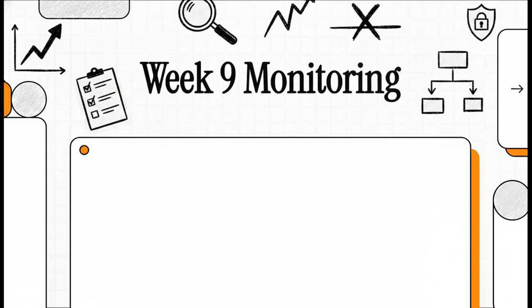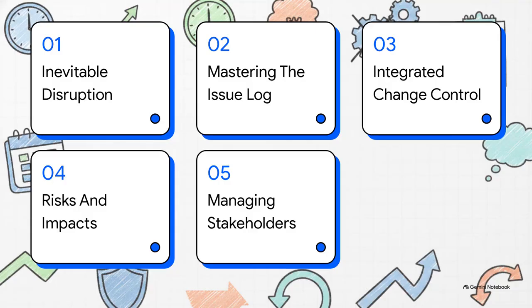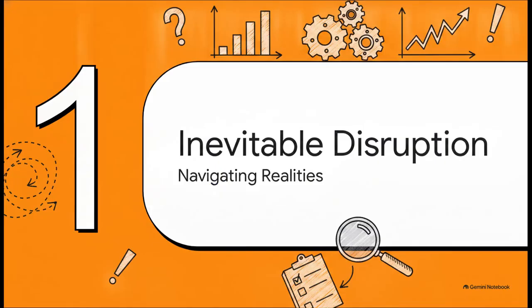Let's get started. Here is the roadmap for today's explainer. We're going to hit 5 key stops. First up, inevitable disruption. Then, mastering the issue log, integrated change control, assessing risks and impacts, and finally, managing stakeholders. All right, let's jump right into part 1, inevitable disruption, navigating project realities.